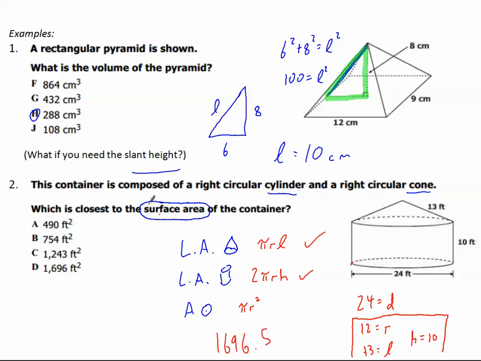Why am I rounding it? Because the word here says what is the closest, meaning what is approximately this. Well, it's not 490, it's not 754. This is up there, but 1696 is probably the closest to 1696 point something. D is the answer for that one. Again, whenever you have multiple shapes, break it down and pay close attention to what you're looking for.